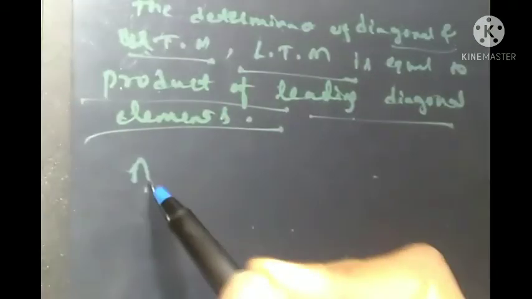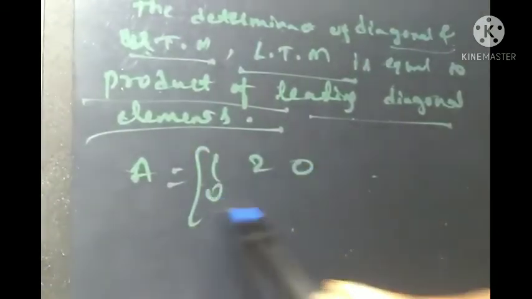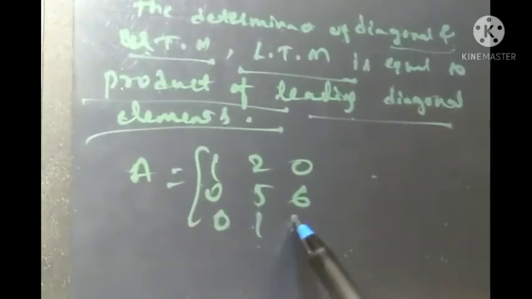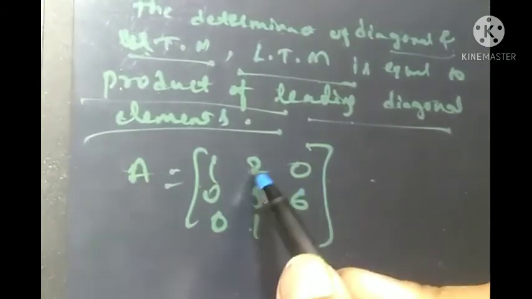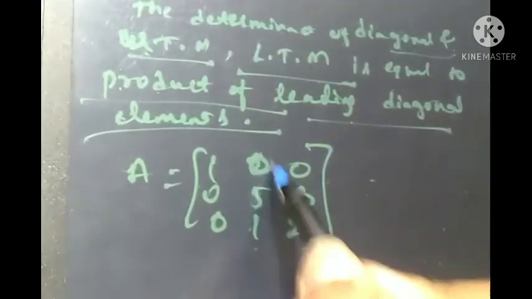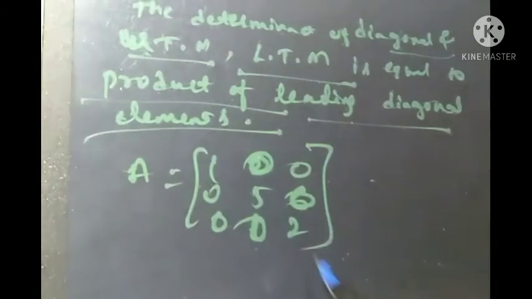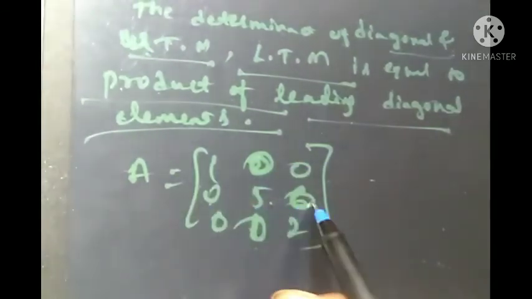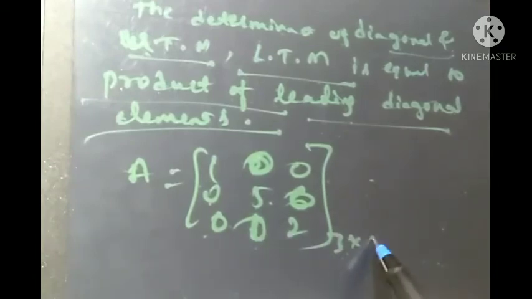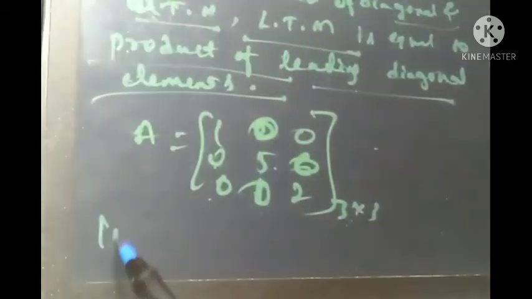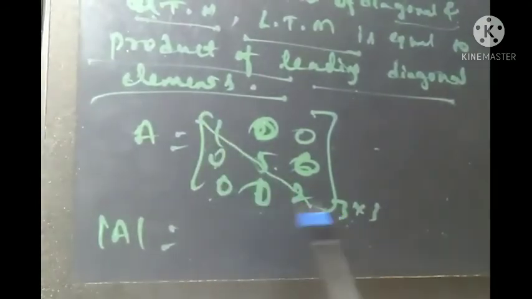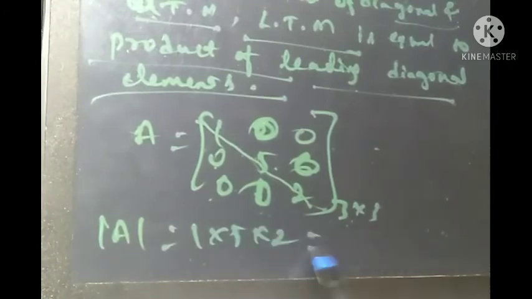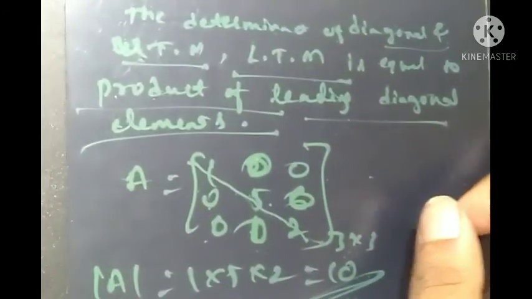That means we take one example: 1 0 0, 0 5 0, 0 0 2. We call this a diagonal matrix. This is a 3 by 3 diagonal matrix. So the determinant of this matrix is the product of all the diagonal elements: 1 into 5 into 2, that is 10. This is the answer of this question.